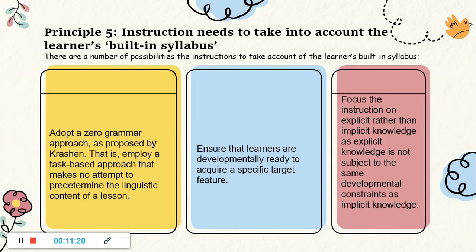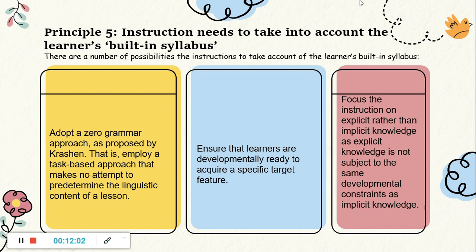Okay, principle number 5 is about how instruction needs to take into account the learner's built-in syllabus. Early research into naturalistic L2 acquisition showed that learners follow a natural order and sequence of acquisition. For example, they master different grammatical structures in a relatively fixed and universal order, and they pass through a sequence of stages of acquisition en route to mastering each grammatical structure.